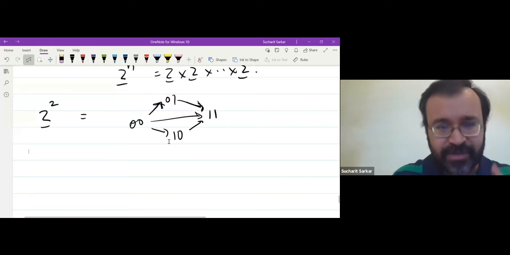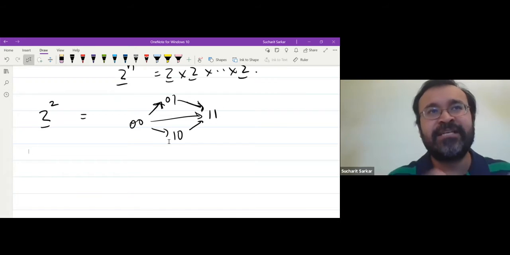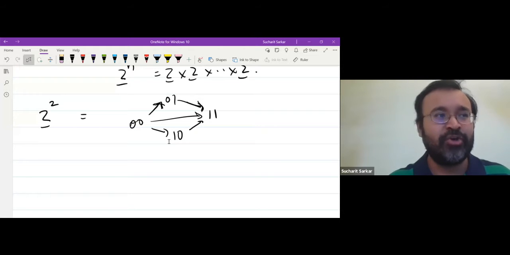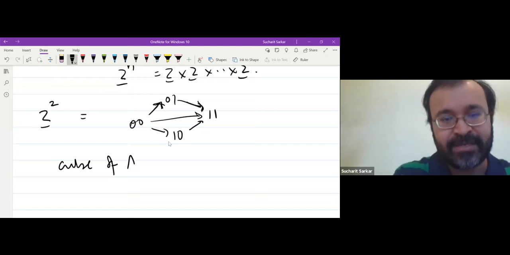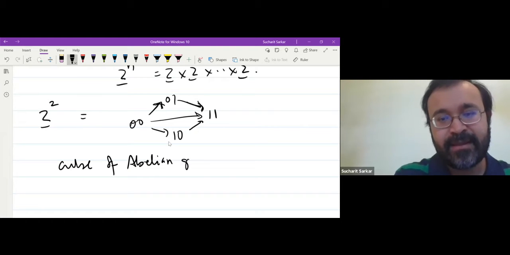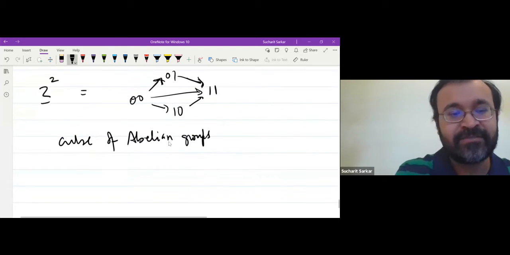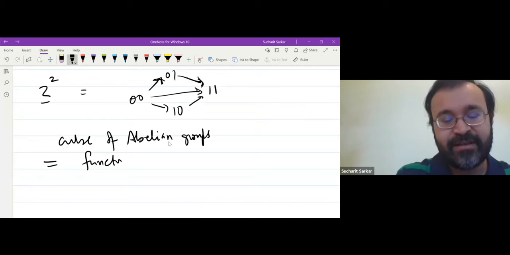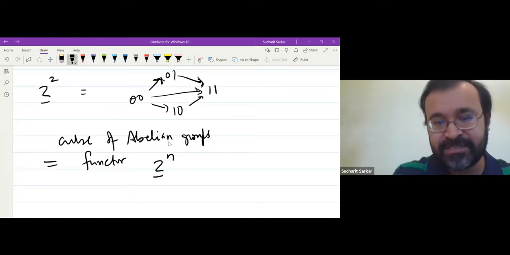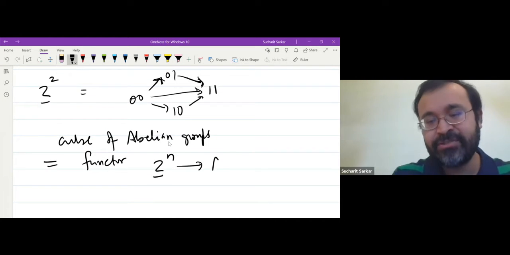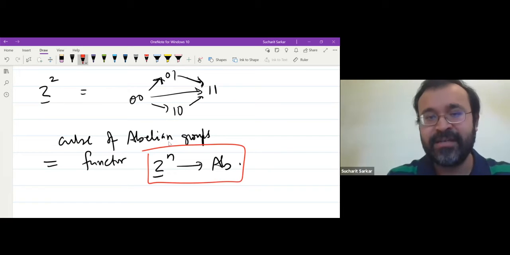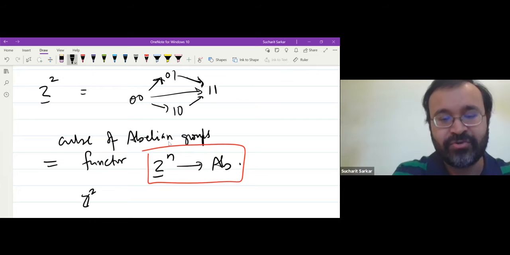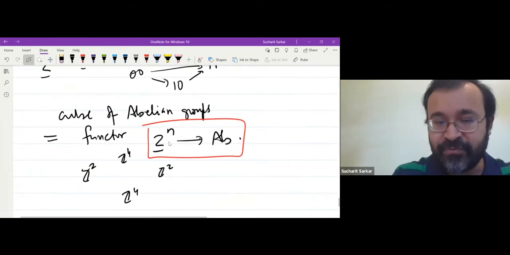Looks like this. What Khovanov did, let me set it out in words, is he constructed a cube of abelian groups. A cube of abelian groups is nothing other than a functor from this category 2 to the n to the category of abelian groups. That's exactly what we had, because we had Z2, Z4, Z2, and Z4. Those are the 4 groups.